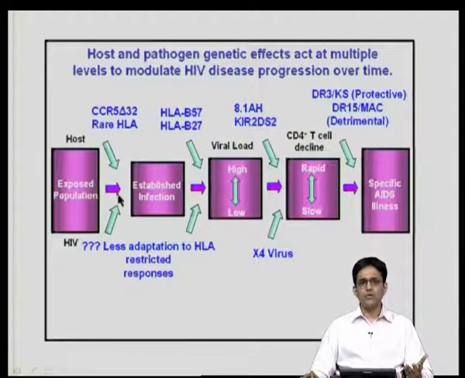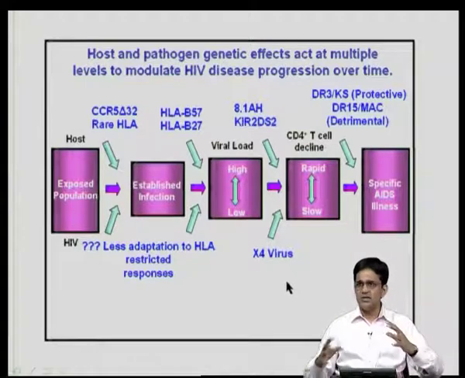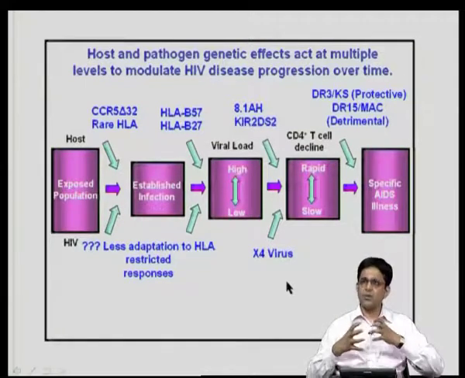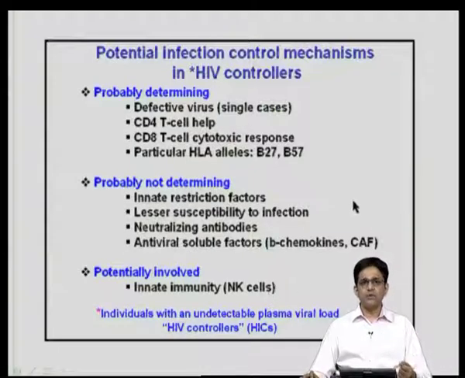You have the host, this is the exposed population. Here is the CCR5 delta 32. You have rare HLAs over here, and these are important in establishment of infection. Once you establish infection, then you have the MHC class 1 molecules that are important. Subsequently, you have the KIRs, the killer inhibitory receptors, which are the NK receptors, which play an important role, and then you have the DRs or the MHC class 2, which are important in generation of different responses. So at different parts you have this modulation of the host responses along with the viruses, and different aspects which contribute to susceptibility.